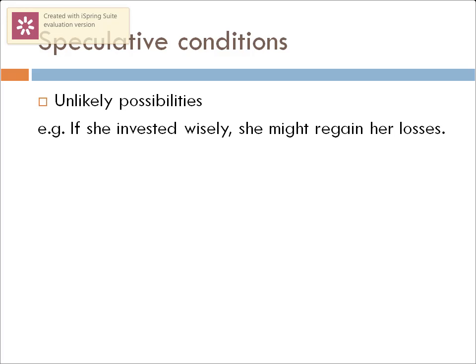Okay, so now let's talk about the video where we are looking into speculative conditional sentences. Now, speculative conditions can be unlikely possibilities. For example, if she invested wisely, she might regain her losses. Here you find that the word invested in the condition is used in the past tense. That means she did not do it. Or there is a very unlikely possibility of her regaining her losses in the present or the future.